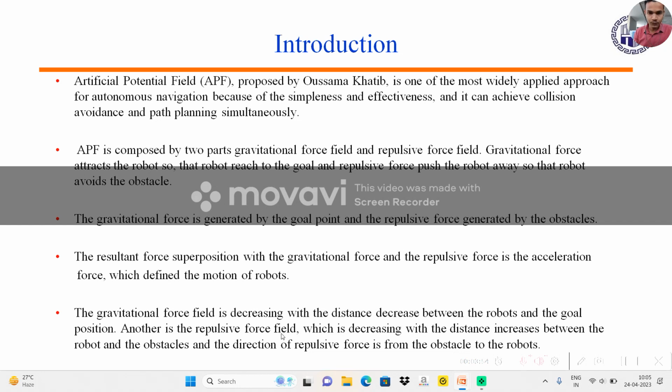Another is the repulsive force field, which decreases as the distance increases. If the distance between the obstacle and the robot is very small, it needs to avoid the collision. Therefore, the force of repulsion will be more. And if the distance between the robot and the obstacle is very far, the force of repulsion will be very less. This we can understand logically.